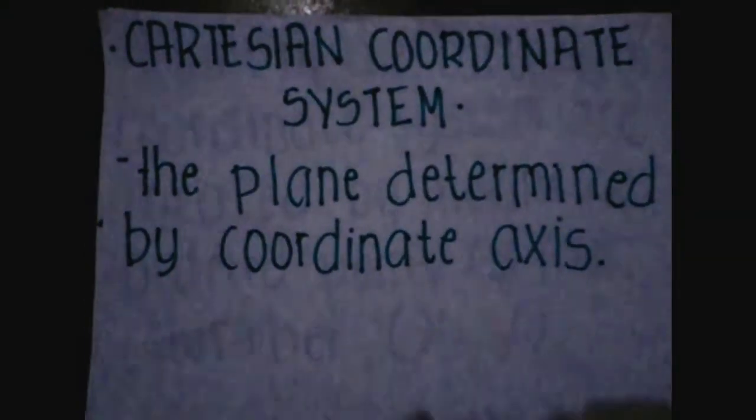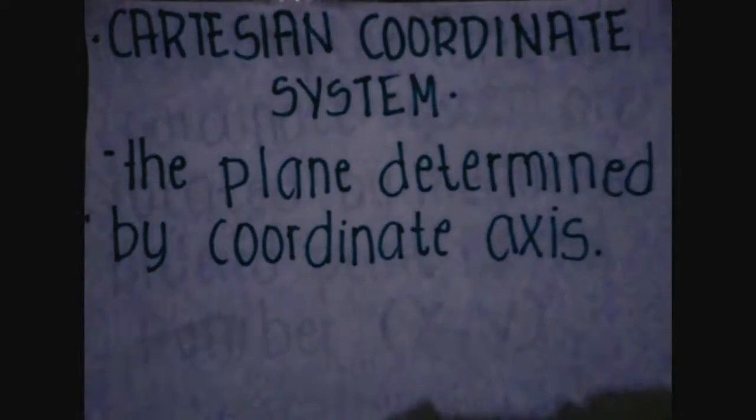Before I give the meaning or discuss the coordinate system, let me share some information about René Descartes' life. René Descartes was a French philosopher and mathematician. He was born on March 31, 1596, and he died on February 11, 1650. He spent most of his life in the Dutch Republic. And did you know he is the father of analytic geometry? Let's proceed to our topic.